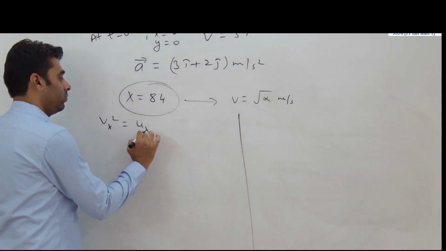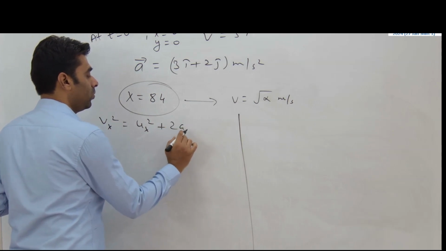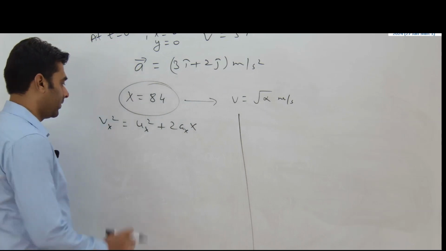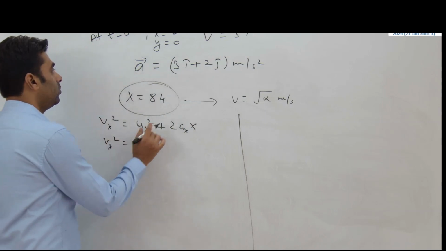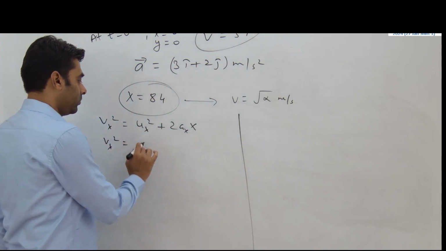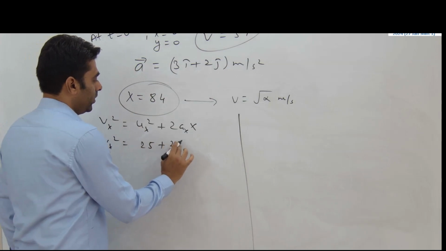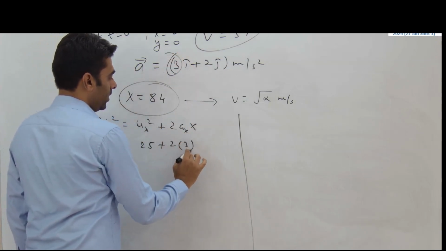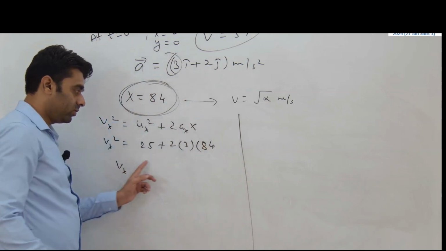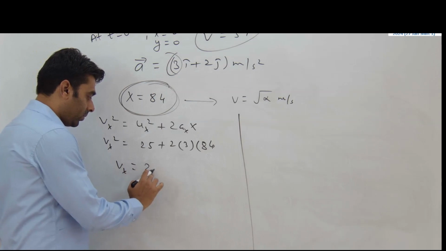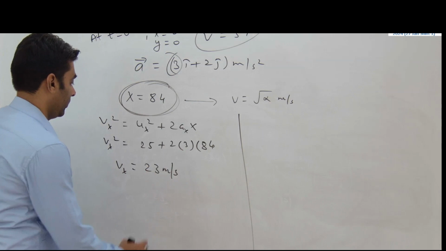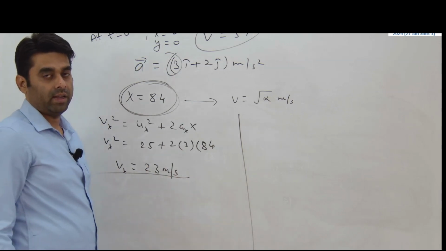Vx square is equals to ux square plus 2 ax into displacement in x direction, which I am writing by x. Initially it was only x direction velocity, which was 5. So 5 square is 25 plus 2 into acceleration in x direction, which is 3, into 84, right? When you solve this, Vx value will come out to be 23 meter per second.